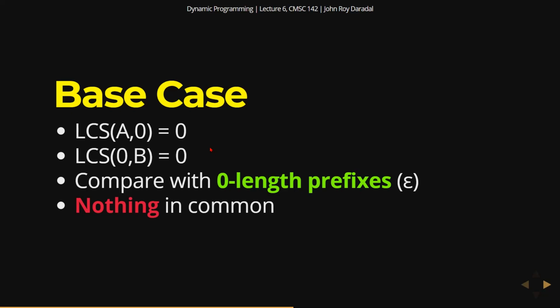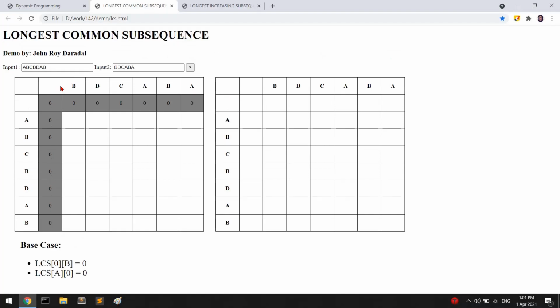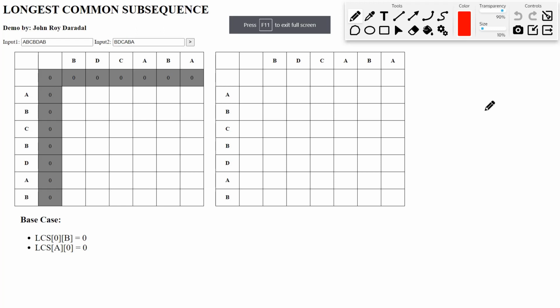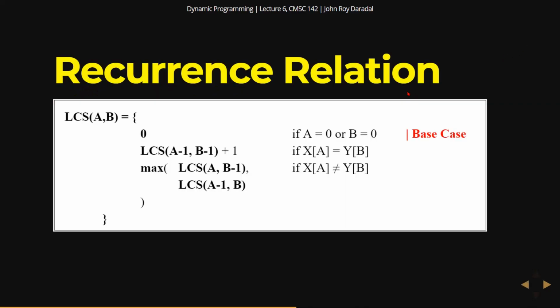Okay? So if we look at this one here, this is the input, for example, if we set up our table, the gutter values here would be all 0, right? Because what this means is that the LCS of A and empty string is 0. LCS of AB and empty string is 0, and so on. So everything is 0 because you're comparing it with an empty string. So that's the base case, and this is the final recurrence relation.